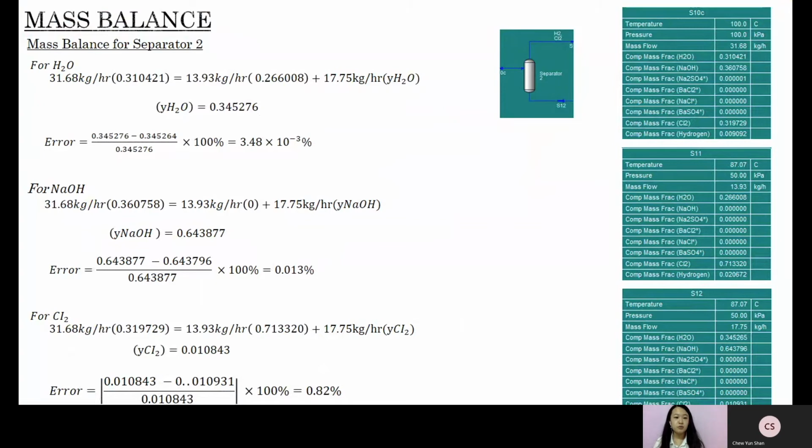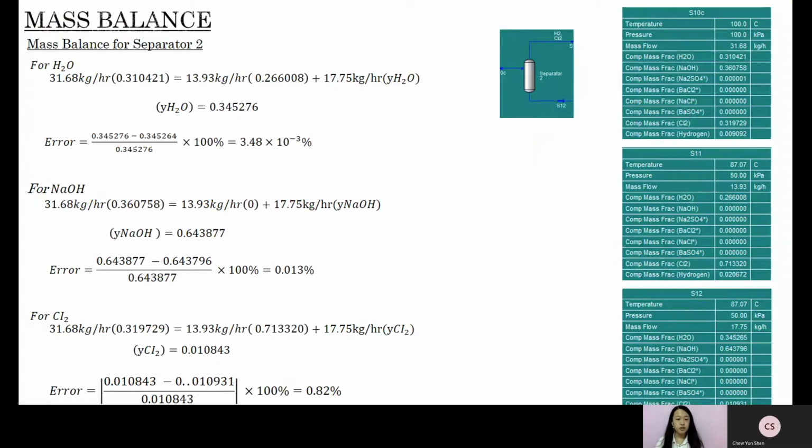For the mass and energy balance, we choose to calculate for the separator tool. We use the equation of mass in equals mass out. So we calculate the mass flow in times composition mass fractions equals mass flow out times composition mass fractions. The inlet stream for the separator 2 is S10C and the outlet streams are S11 and S12.